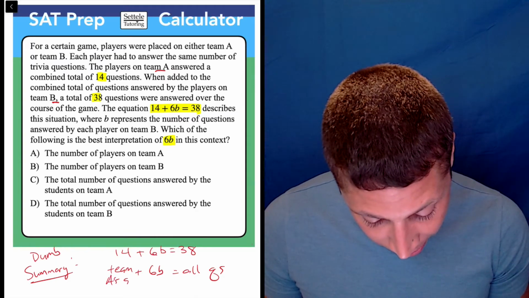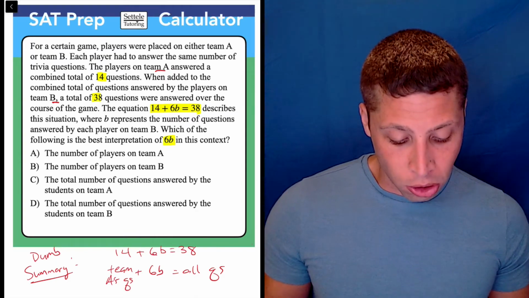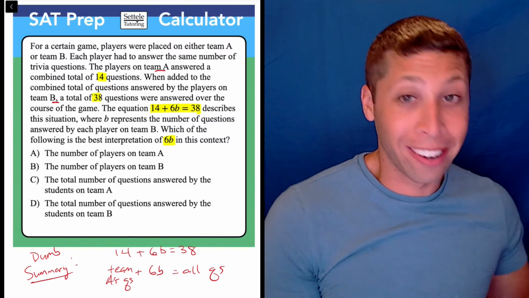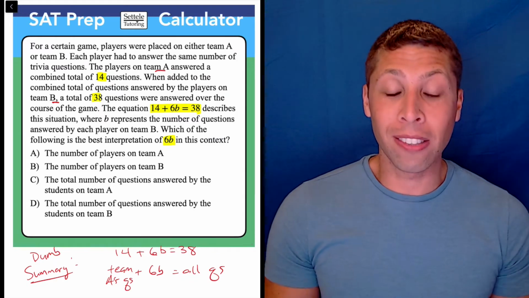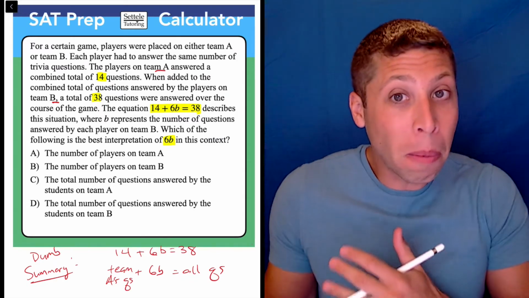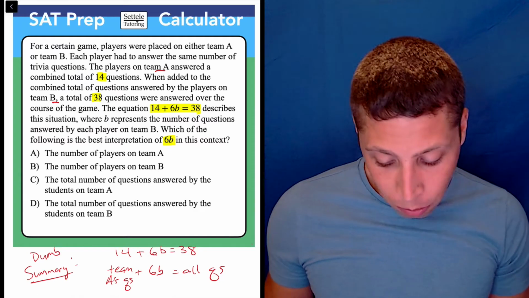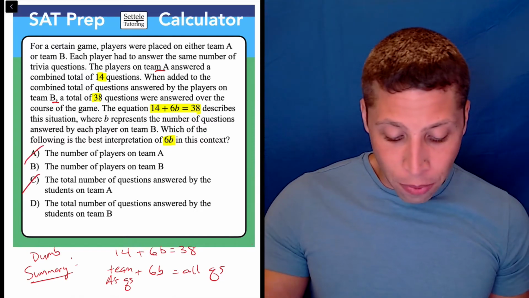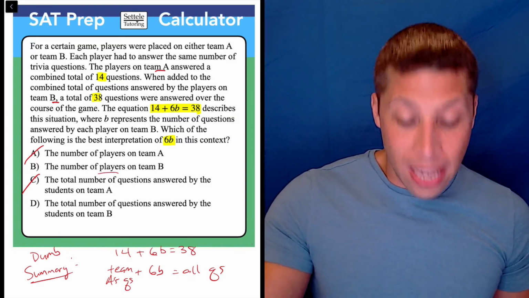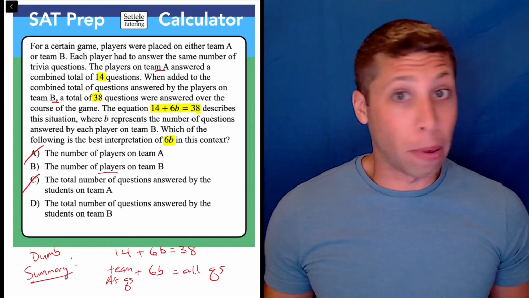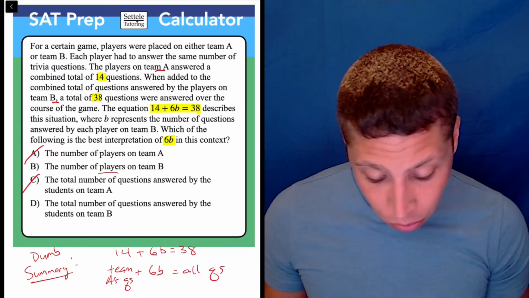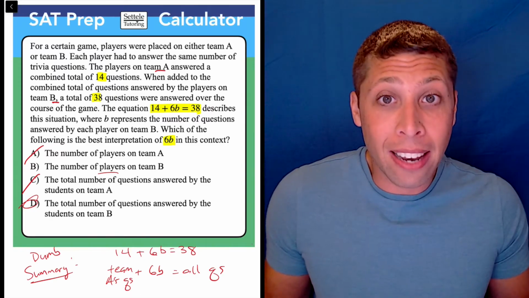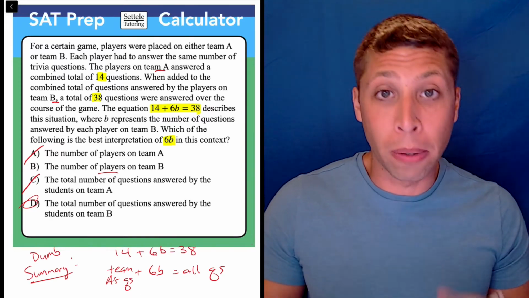Team A's questions. Okay, so if we have Team A's questions plus something is equal to all the questions, well, it makes sense that that's probably Team B's questions. So right away, we can even just see that A and C aren't even about Team B at all. Now, the number of players on Team B is what the 6 by itself represents, but that's not what we're being asked. We're being asked for the whole thing, so the total number of questions answered by the students on Team B.